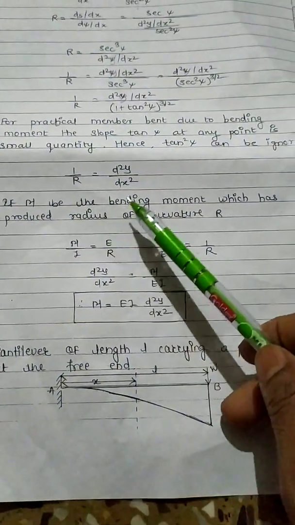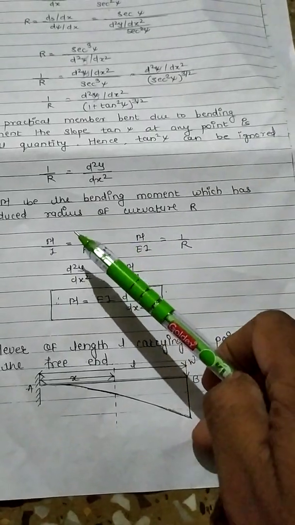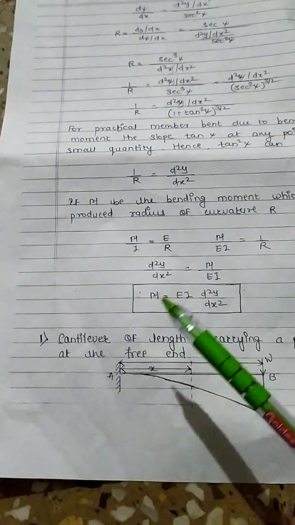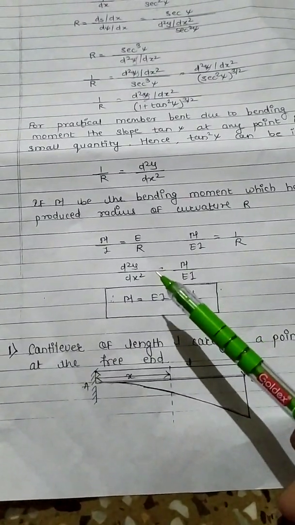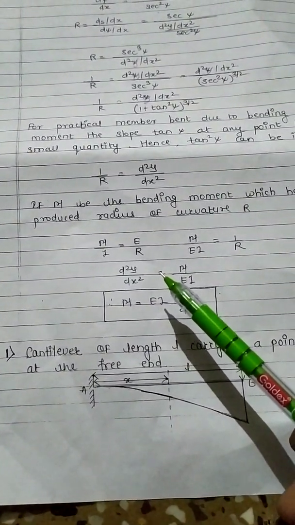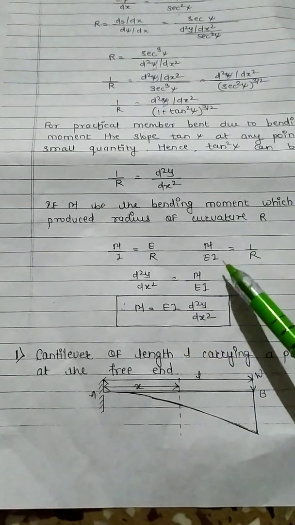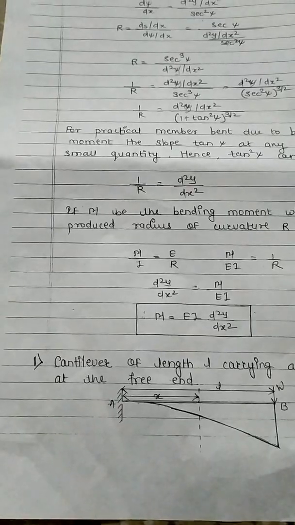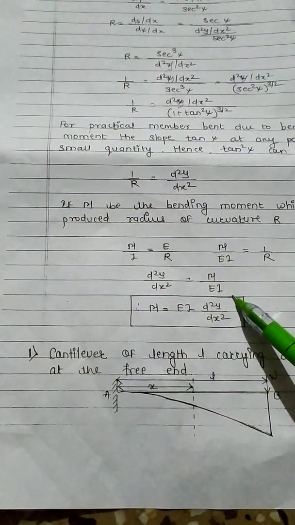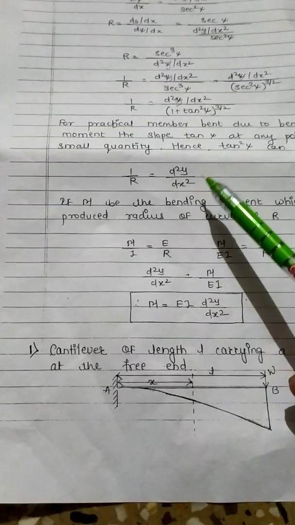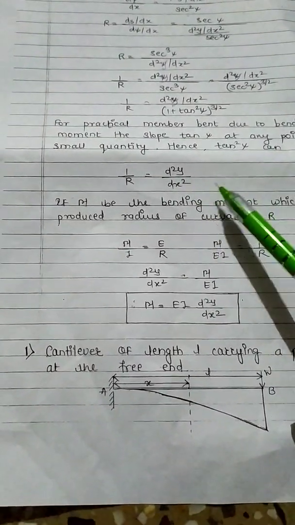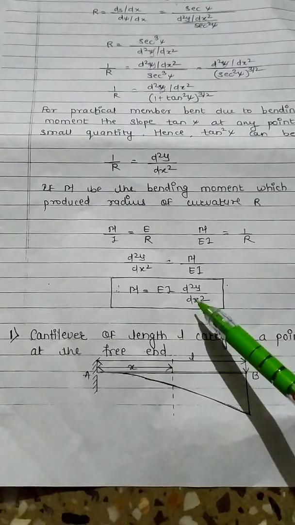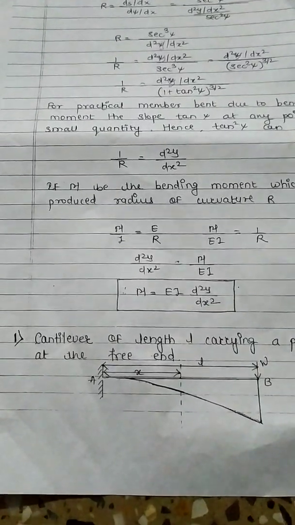If M is the bending moment which has produced radius of curvature R, then we know the equation M upon I is equal to E upon R, and therefore M upon EI is equal to 1 upon R. And we know M upon EI is equal to 1 upon R, and the value of 1 upon R is d square y by dx square, and therefore M is equal to EI into d square y upon dx square.